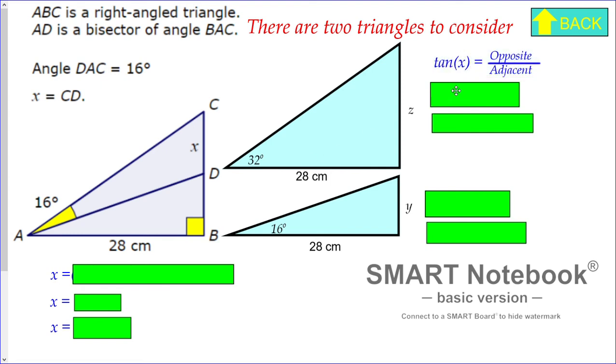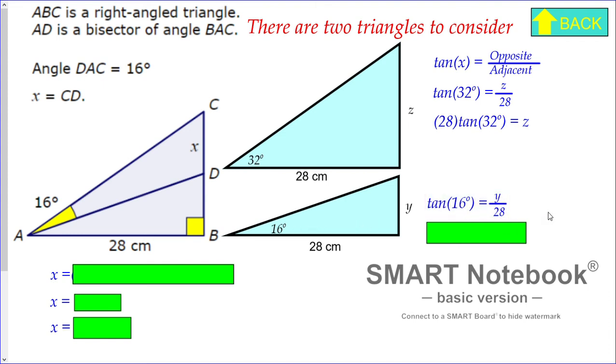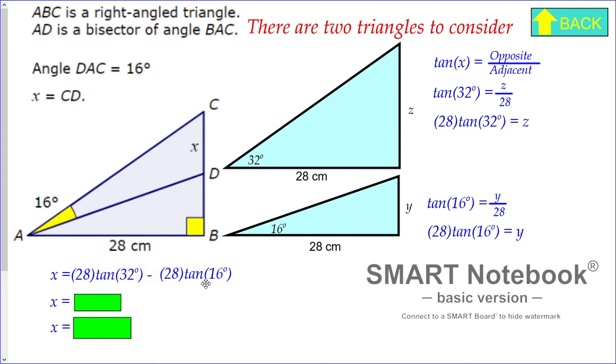Opposite over adjacent. So the tan of 32 is the opposite, z, divided by the adjacent, which is 28. So our value of z is 28 times tan 32. We'll get to that answer in a moment. We have the exact same situation here. So we're going to have the tan of 16 this time equals y over 28. Multiply by 28 on both sides, and you get 28 tan 16. Now we have this length and we have that length. To get x, we now subtract the two. You can type that directly into your calculator, and the result is 9.467. Rounding to 1 decimal place, we get 9.5.